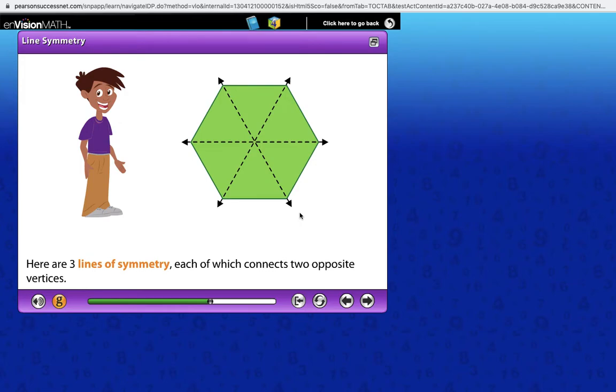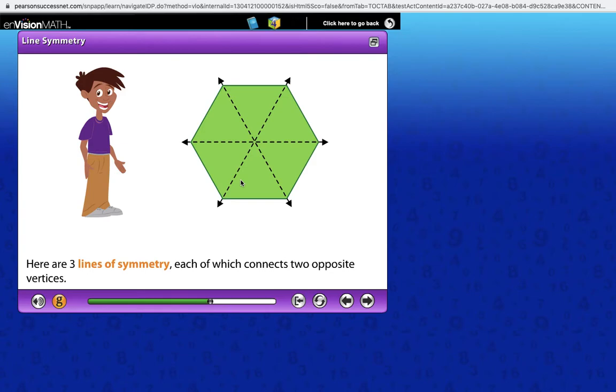So as I said, it is not always up and down or side to side. It can also be a diagonal line. Now, if I were to look at this diagonal line as an example, if I were to fold this half and put it on top of this half, it would be symmetrical because it would be the same on this side as it is on the other.